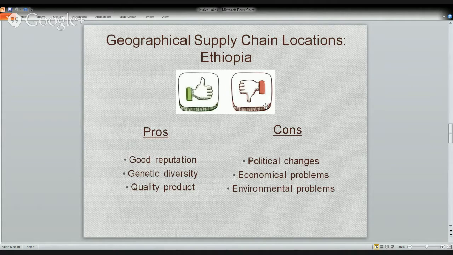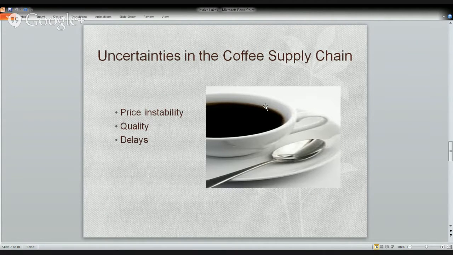Now, the cons of using Ethiopia in the supply chain is they really have a lot of political changes, economic problems, and environmental problems in recent years that have caused government changes, land damage, which will ultimately affect the crop being produced and having a quality product. Next, I want to talk about uncertainties in the coffee supply chain.